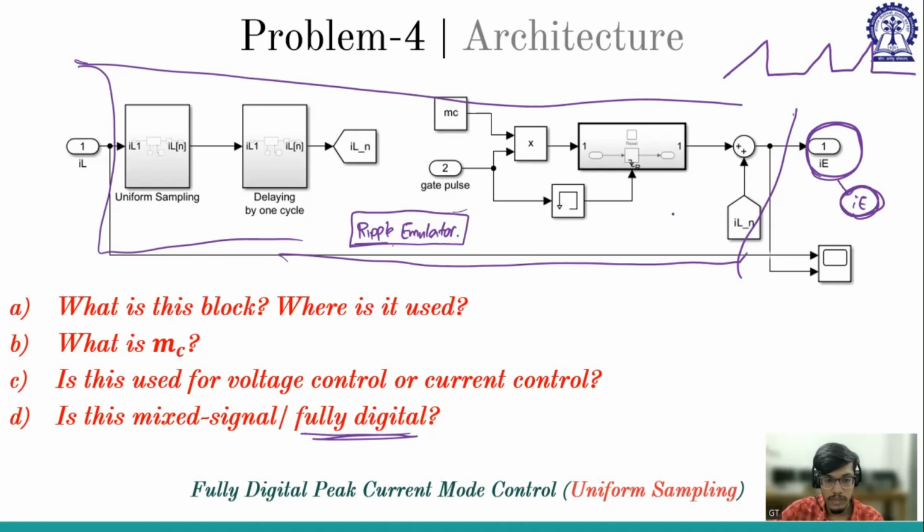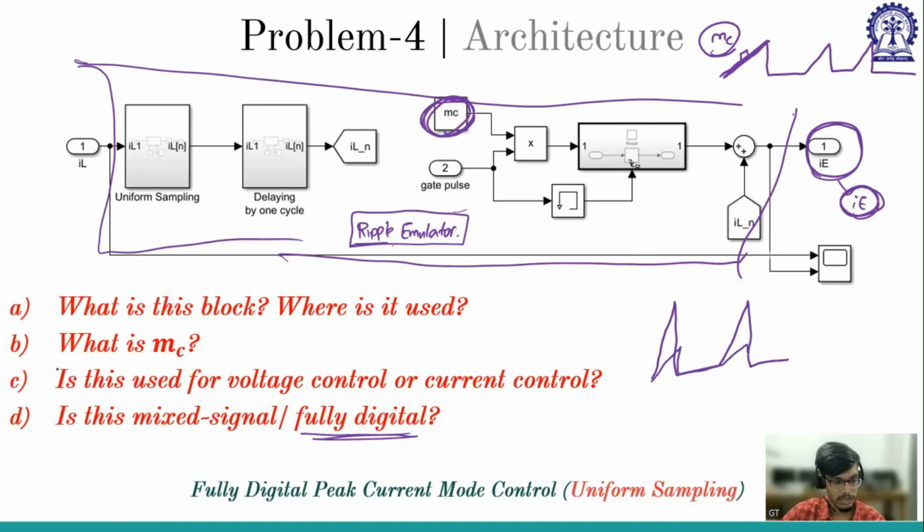How the wave shape of this IE. So the slope of this IE is decided by something called MC, the slope of this emulator. Whatever value you give MC, it depends upon the slope. If you give a higher slope, then it will go like this. If you give a smaller slope, then it will go like this. So this MC decides the slope.